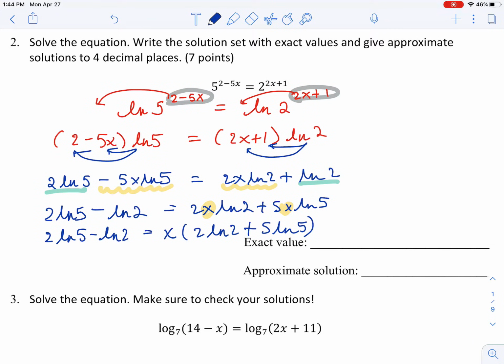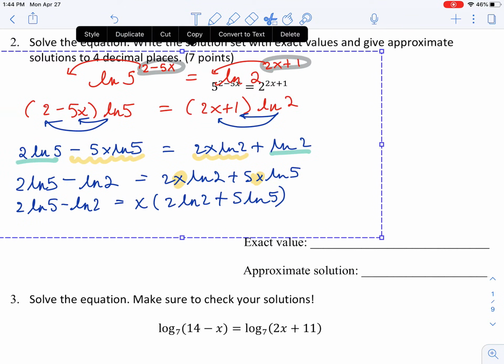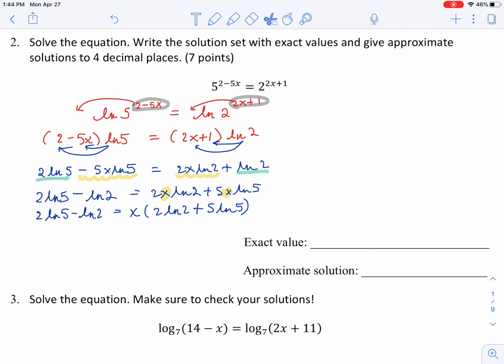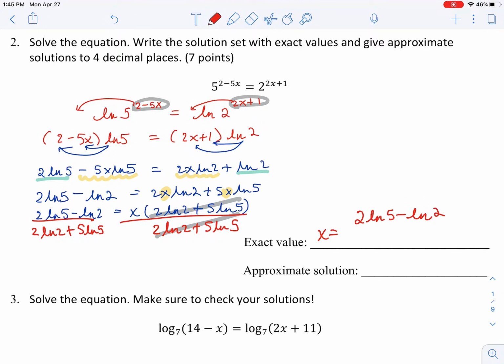Now we're done, right? We have to just divide both sides by that term. Let me go ahead and minimize this a little bit smaller. At that point, we're going to divide both sides by 2 natural log of 2 plus 5 natural log of 5. And that is the exact value. X equals, as you know, I mean, this term got canceled out right there. 2 natural log of 5 minus natural log of 2 divided by 2 natural log of 2 plus 5 natural log of 5 is the exact answer.